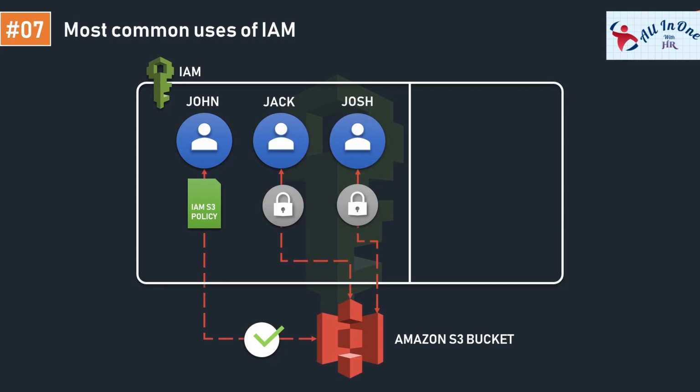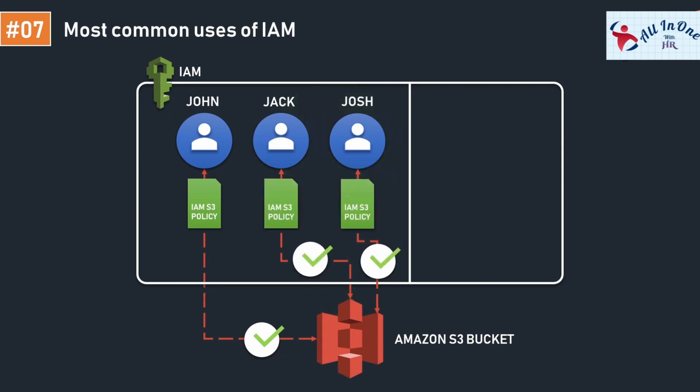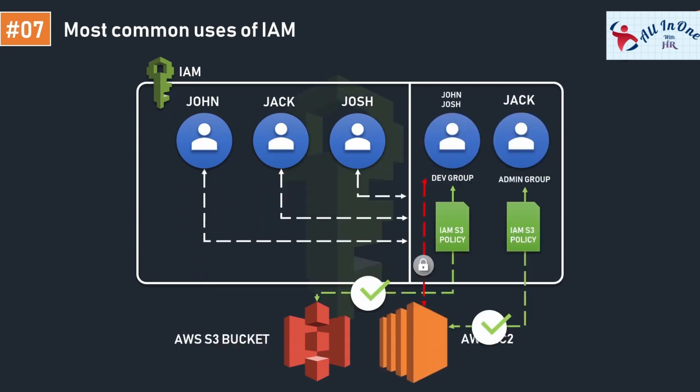Similarly, let's suppose there are 2 different users other than John. There is Jack and Josh. Both of them are also not able to use AWS S3. So we can attach the same policy to those users as well, and they will be able to access the Amazon S3 bucket. There are 3 users right now, and it's pretty simple and easy for us to attach a policy to each of them. There is no hard thing going on here. But let's suppose there are hundreds of users. What should we do then? So we need to create a group.